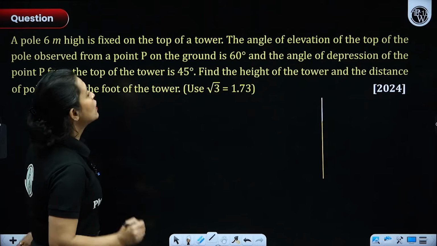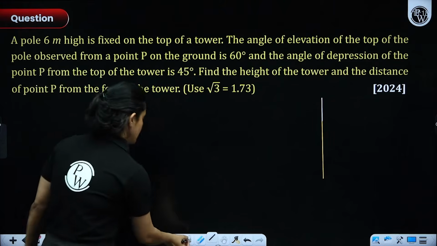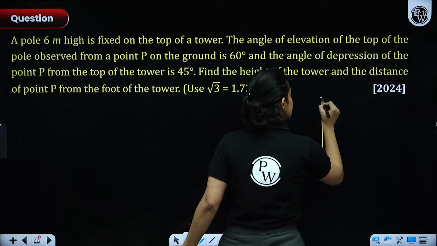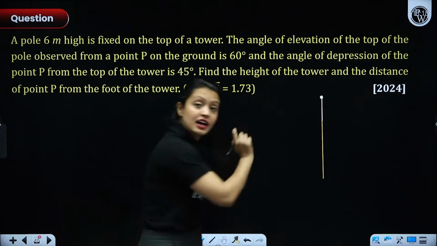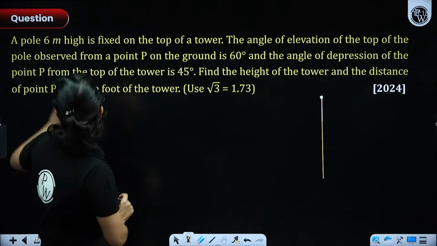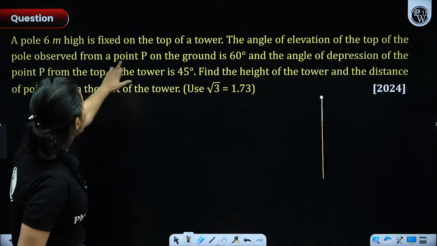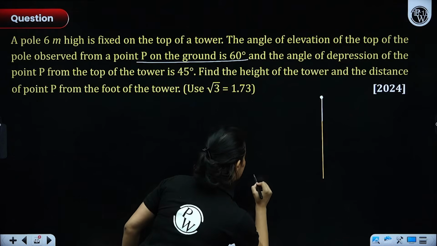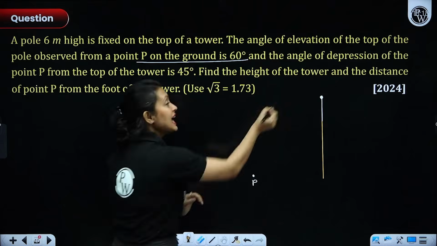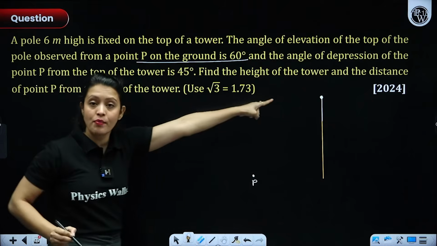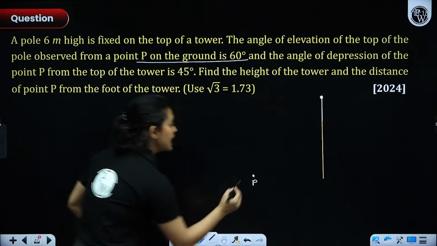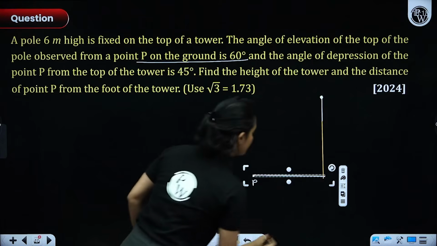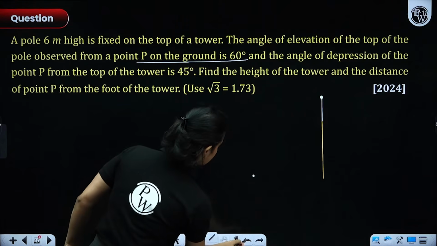Okay. Now, the angle of elevation of the top of the pole. So, this is the top of the pole, everyone. This is the top of the pole. So, the angle of elevation of the top of the pole from a point P on the ground is 60 degrees. So, there is a point P on the ground and the angle of elevation of this top here is 60 degrees. So, to make angle of elevation, you will make the horizontal first. So, this is the horizontal, everyone. Let's just make this again.